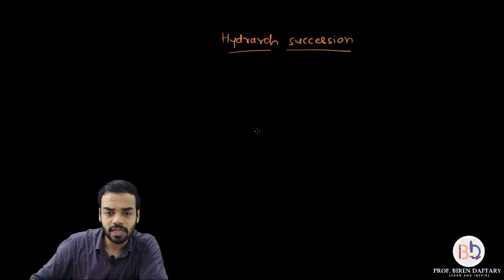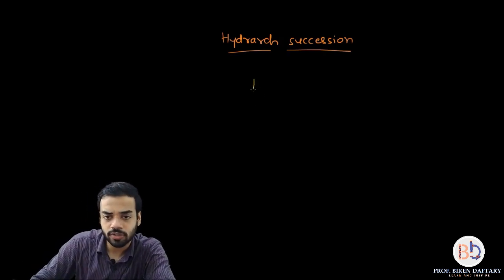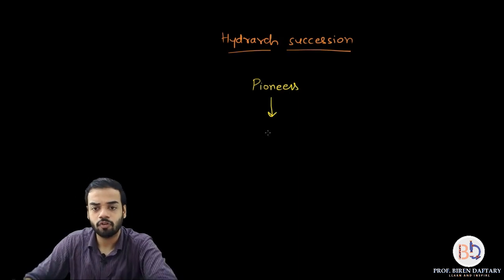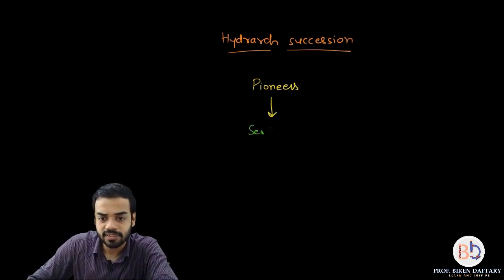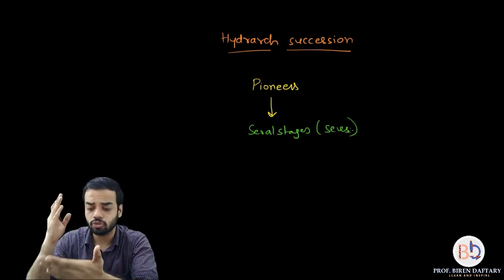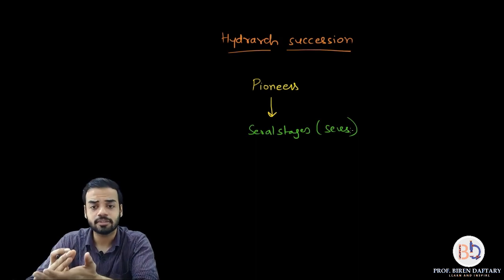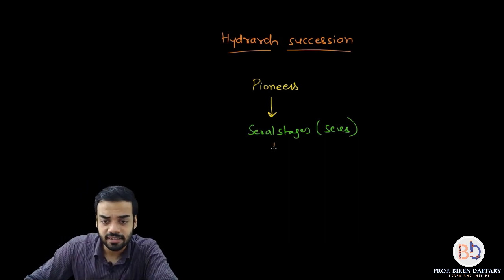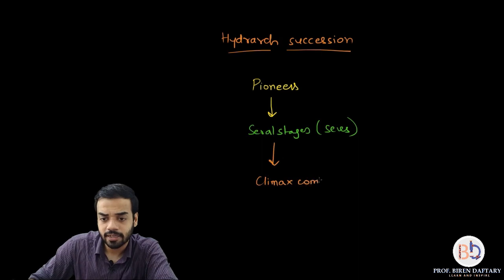Okay, so I'm going to again start with pioneers over here, correct? Then pioneers are going to form what? Pioneers are going to form the seral stages, or they are also called seres, correct? You have to remember all these terms, very very important in ecological succession. You should know what are pioneers, what is a climax community, what are seral stages. Okay, anyway, next, the last thing that is formed is the climax community, correct?